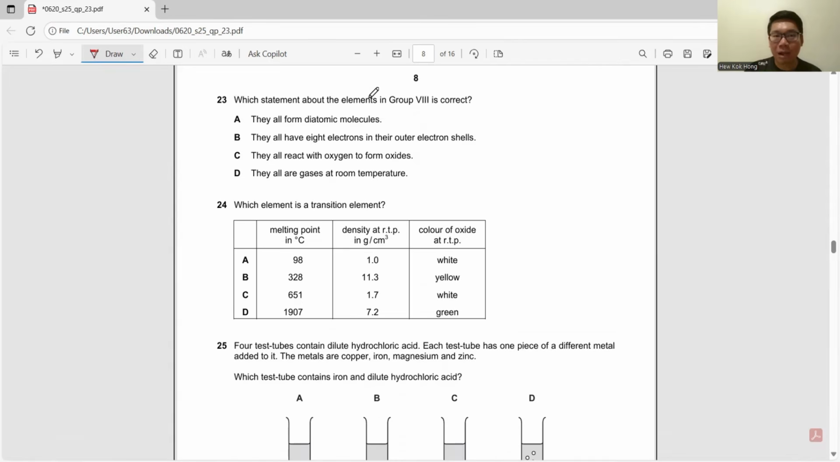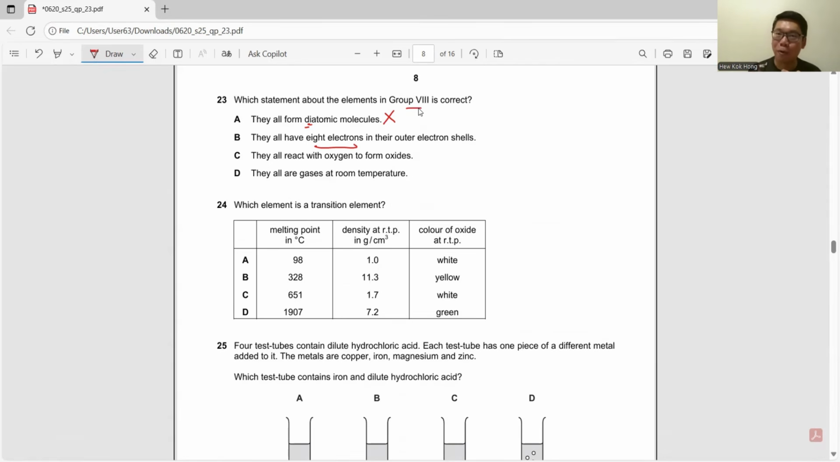23. Which statement about group 8 elements is correct? Group 8 is noble gas. It has already achieved octet or duplet arrangement, so they are chemically inert. So let's see the descriptions. A says they all form diatomic molecules. No, diatomic molecules we usually describe for group 7 because they need to share one electron. Group 8, they don't share. That's why it's monoatomic.